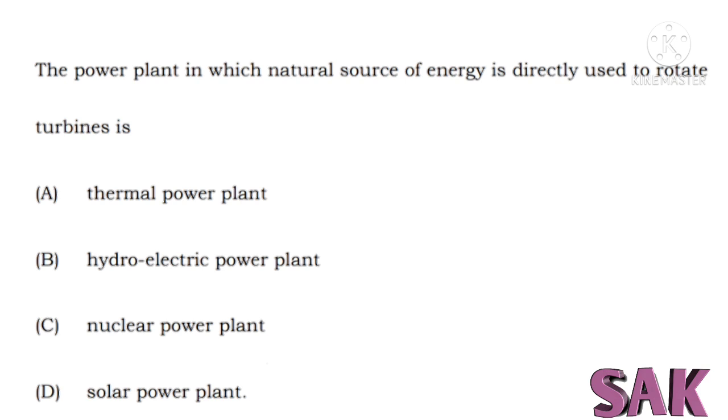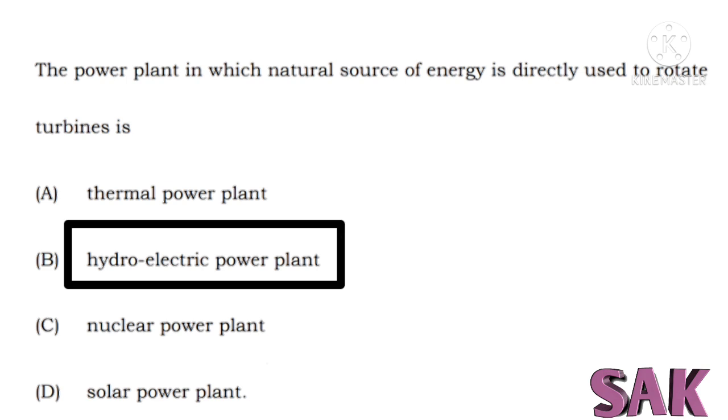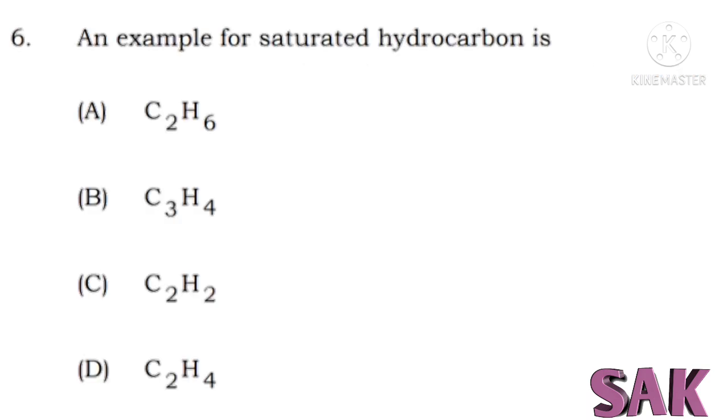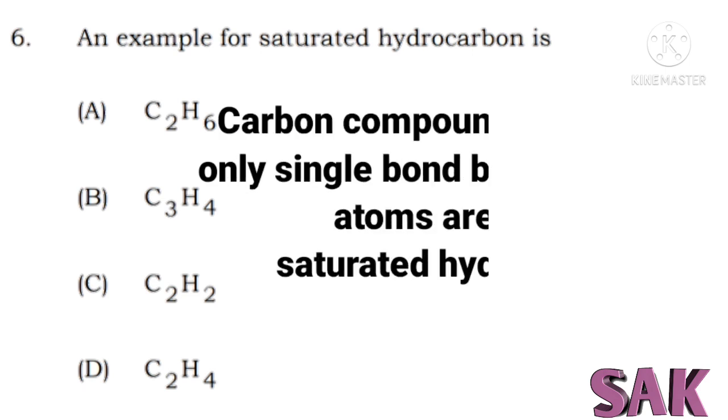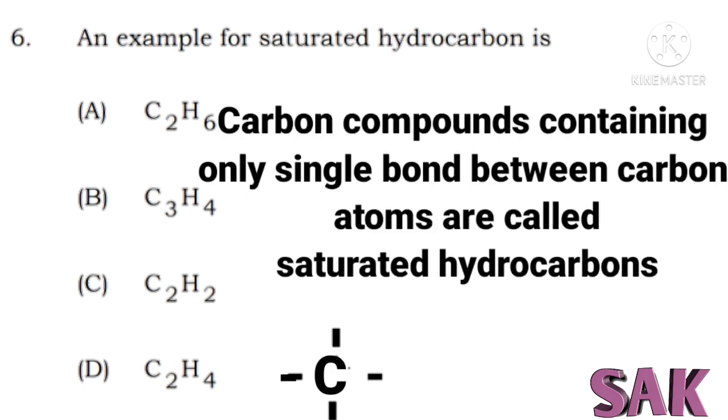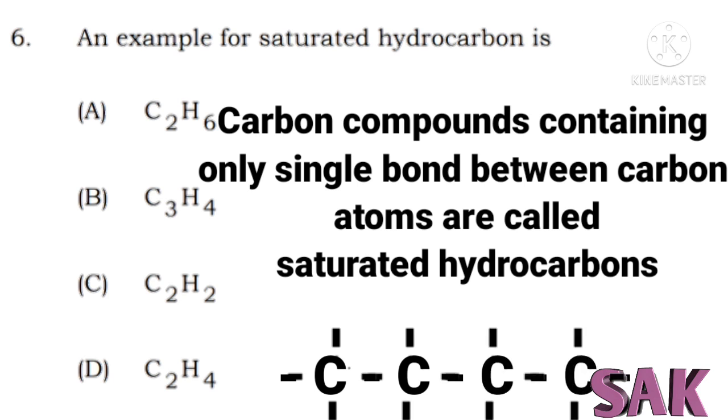Now, let us come to the question. The power plant in which natural source of energy is directly used to rotate turbines is. Correct answer is hydroelectric power plant. Next question. An example for saturated hydrocarbon is. First, let us learn what are saturated hydrocarbons. Carbon compounds containing only single bond between carbon atoms are called saturated hydrocarbons.